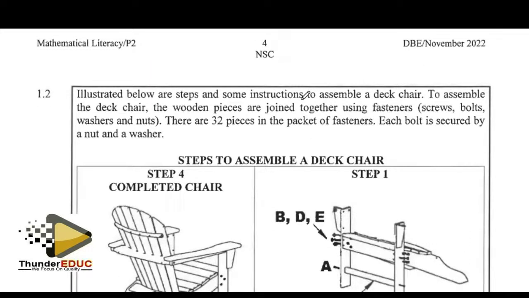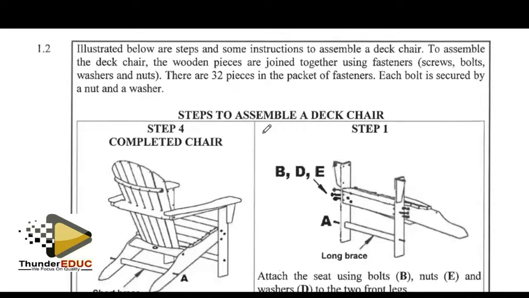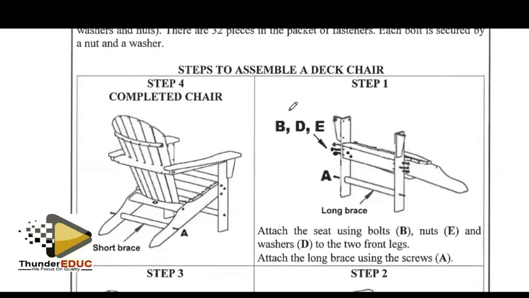All right. In paper 2, we shall be expecting measurements. Actually, you're looking at measurements and conversions, and assembling of objects like we see here. Illustrated below are steps and some instructions to assemble a deck chair. To assemble the deck chair, the wooden pieces are joined together using fasteners, brackets, screws and bolts, washers and nuts. There are 32 pieces in the packet of fasteners. Each bolt is secured by a nut and a washer. Anyway, we should not overthink about it, but you understand.